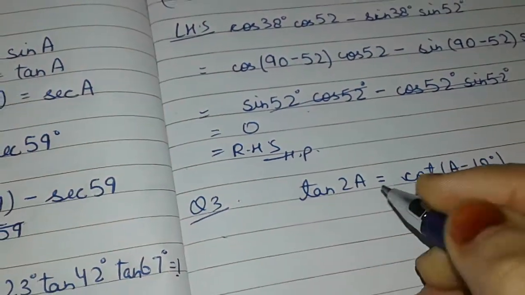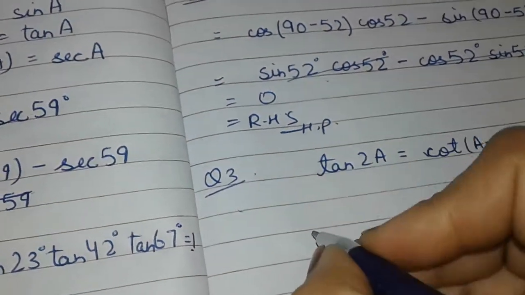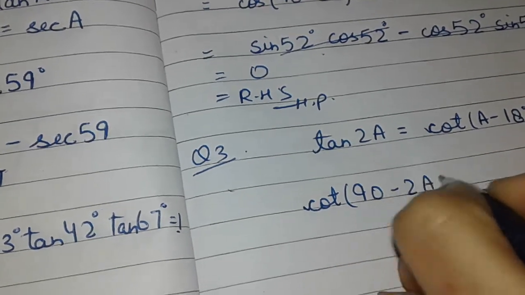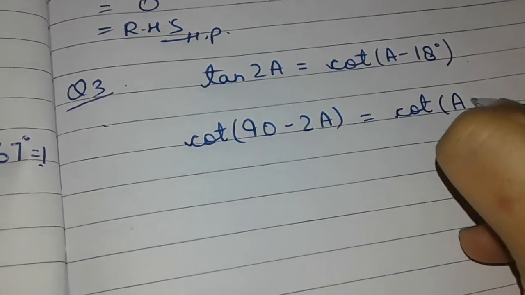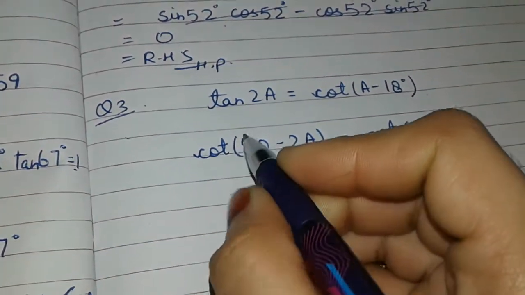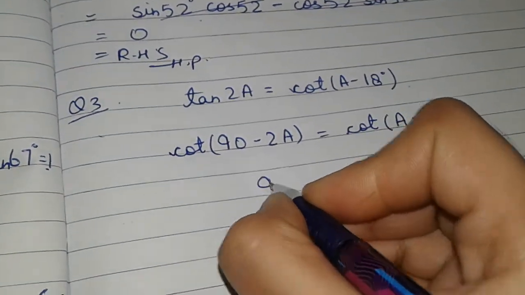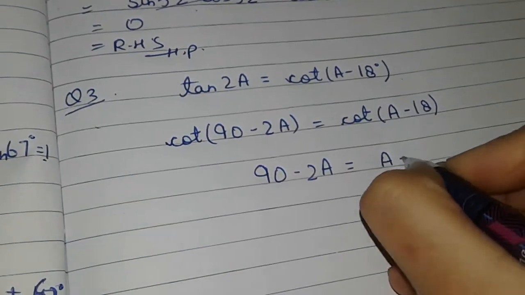As we know, tan a is equal to cot 90 minus a in these formulas. So tan 2a will be written as cot 90 minus 2a. Here it will be cot a minus 18. Now this cot will cancel out with this cot, and the equation will be 90 minus 2a is equal to a minus 18.